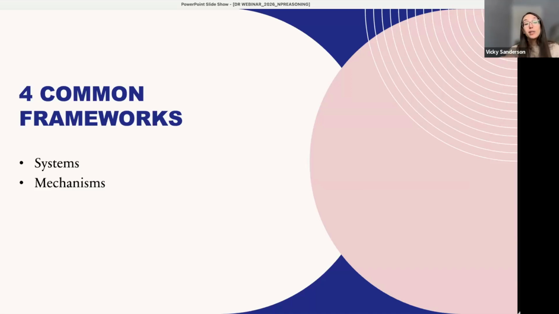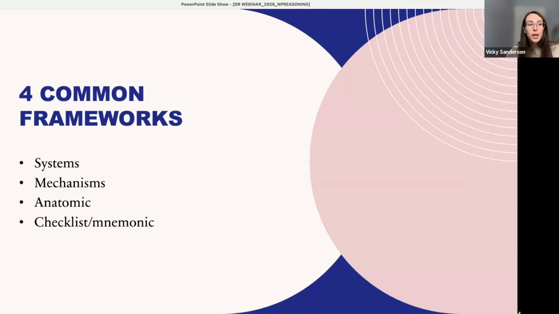Next, we can use the mechanisms framework, which essentially is asking ourselves what pathophysiologic mechanism is going on in this patient? What's going wrong in the body? Third, we can think of the anatomic framework. So essentially asking ourselves what anatomic structure, whether it be muscles, tendons, ligaments, certain body organ, could be causing this patient's presentation. And last, we're all familiar with using checklists and mnemonics.